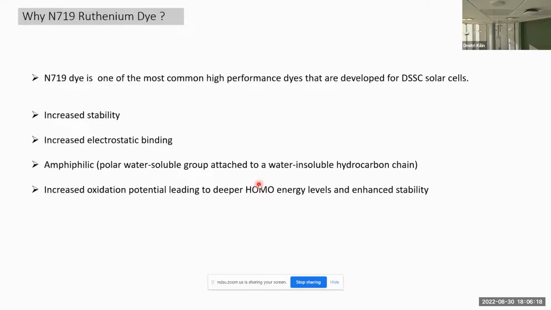So why N790 indium dye? It's one of the most common high performance dyes that are developed for solar cells, DSSC, dye-sensitized solar cells. It has increased stability, increased electrostatic binding, and increased oxidation potential, which leads to deeper HOMO levels and enhanced stability.